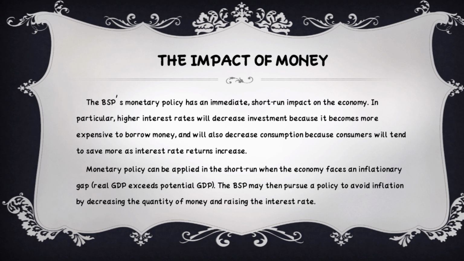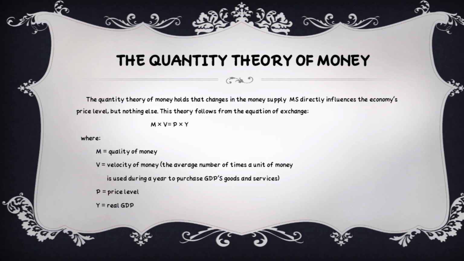This decrease in aggregate demand will decrease real GDP and lower the price level. And next is the quantity theory of money. The quantity theory of money holds that changes in the money supply, or MS, directly influence the economy's price level but nothing else. This theory follows from the equation of exchange.